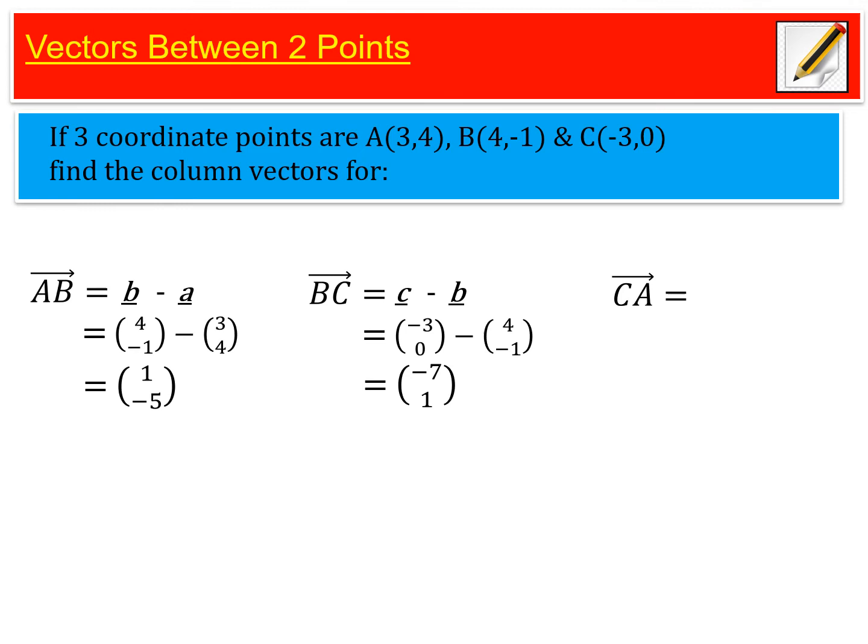Lastly here we have the journey from C to A. So this time the formula would be A subtract C. So we're going to have (3, 4) subtract (-3, 0). Again, we've got a double negative, so 3 add 3 is 6, and then 4 subtract 0 is just 4. So the column vector to represent the journey from C to A is (6, 4).